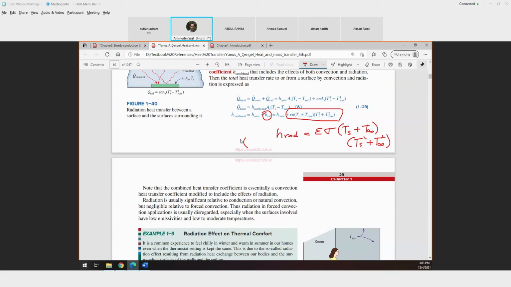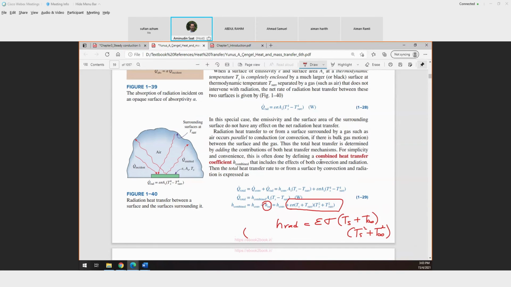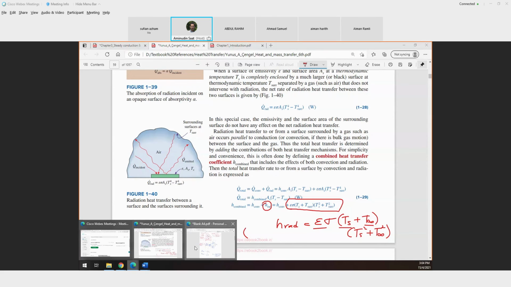Whenever they ask you to consider the radiation heat transfer, the heat transfer coefficient due to radiation, H radiation, you need to have information on the emissivity, surface temperature and surrounding temperature. Once you know this, you can calculate HR, and then go back to our step.